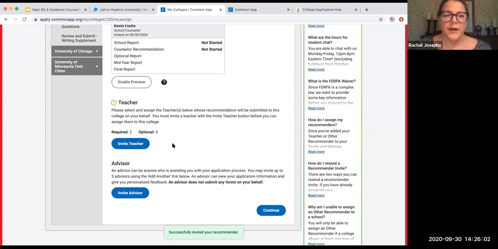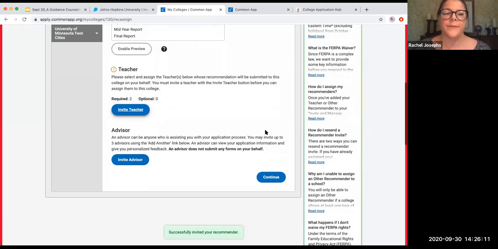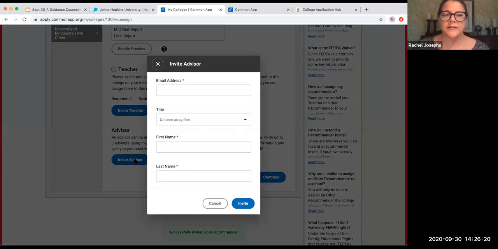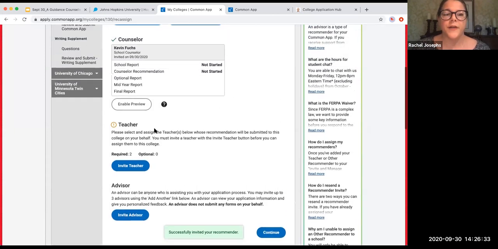Then here is where you're able to invite teachers. So this university is requiring 2, so I put in here who it is that I want to write my letters of recommendation. Maybe it's my math teacher and my English teacher, whoever it is. And I'm also here able to invite Kevin as my counselor. I'm able to give him access to my application as my advisor. If I'm working with EducationUSA, I could also, for example, put my EducationUSA advisor here. It doesn't have to be just your counselor at school. Okay, so that's where you would do that.